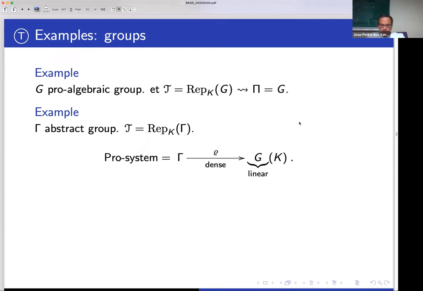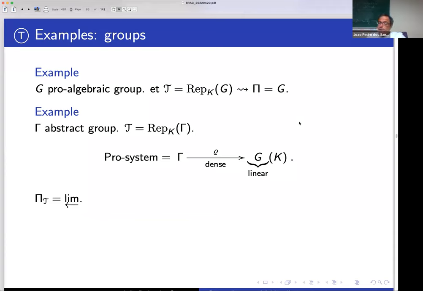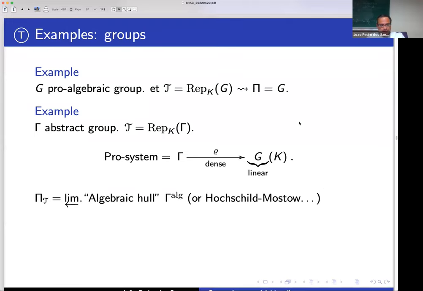How do I construct it in concrete terms? The way topologists do it is like this. You look at gamma and you look at all representations into some G_K, so all homomorphisms into some G_K, such that the image is Zariski dense. So you build up a bunch of groups, and now pi of T is just a limit. For the topologist, this is very nice because it's pure category theory. And this is called the algebraic hull of gamma, gamma alg.